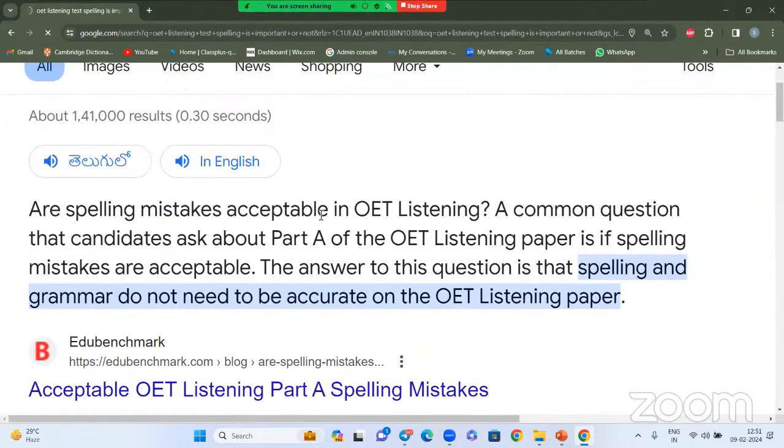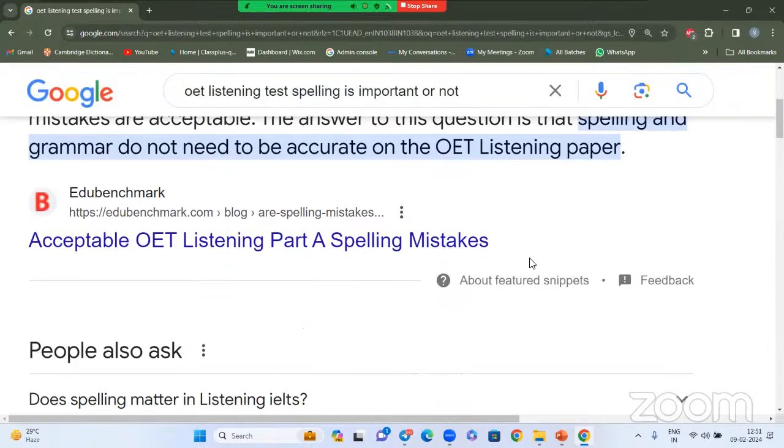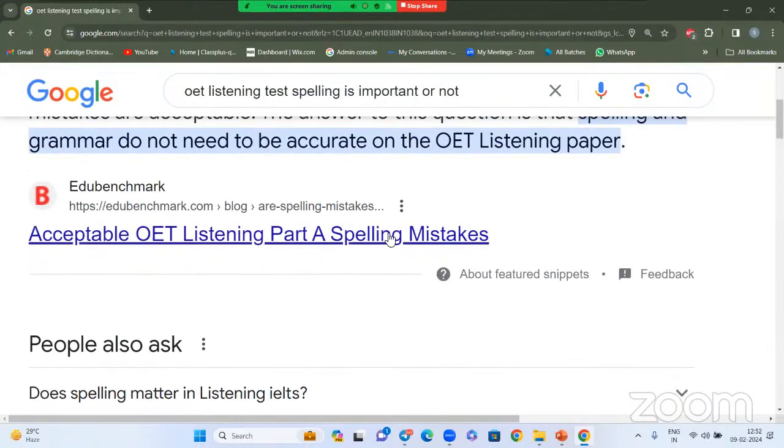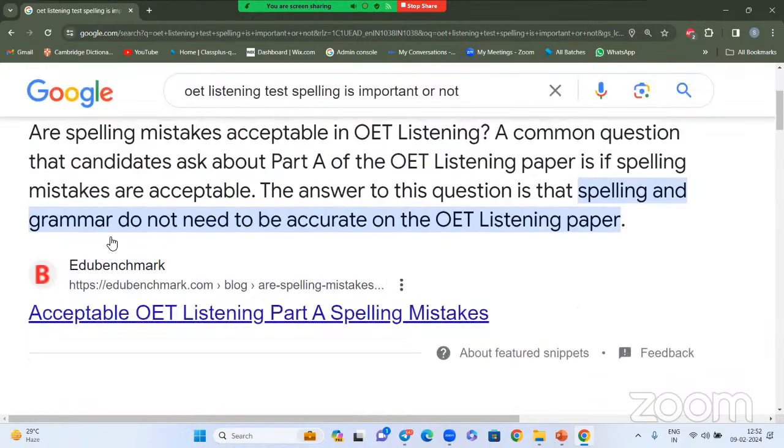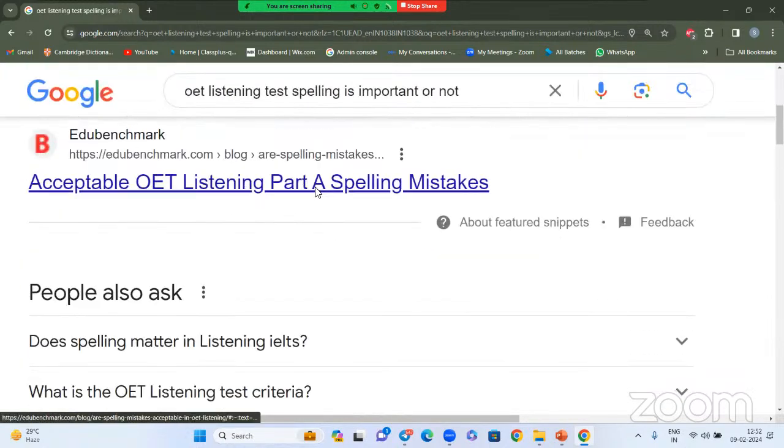Are spelling mistakes acceptable in OET listening? A common question that candidates ask about part A of the OET listening paper. The answer to this question is that spelling and grammar do not need to be accurate on the OET listening test paper. But one second. This is a general remark by Edu Benchmark. Okay, many people say like this.